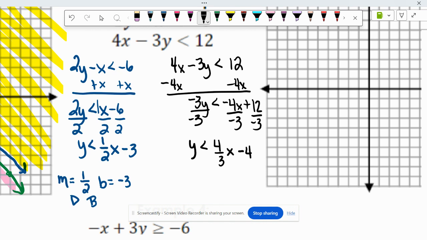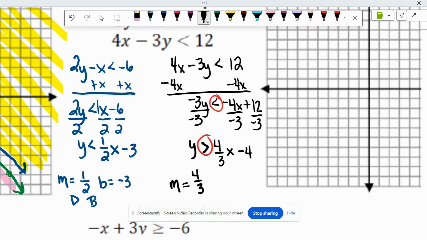What is my slope, Carla? 4 over 3. Perfect. What is my y-intercept, Aiden? Oh, we are supposed to change the sign. Good call on that. Good catch. That should be a flip-flop. Thank you. Aiden, you're my hero today.